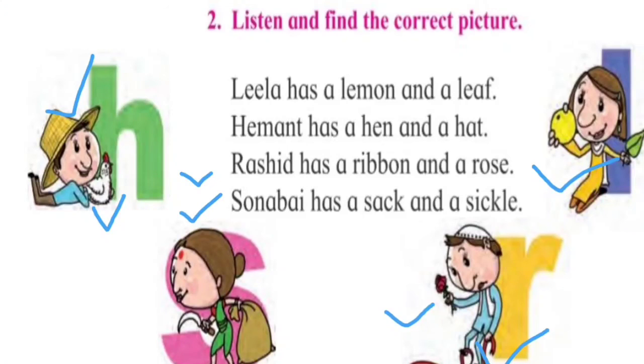Next. Sonabai has a sack and a sickle. Sonabai has a sack and a sickle. Where is Sonabai? This is Sonabai. She is here. What does she have? She has a sack. This is the sack and this is the sickle.